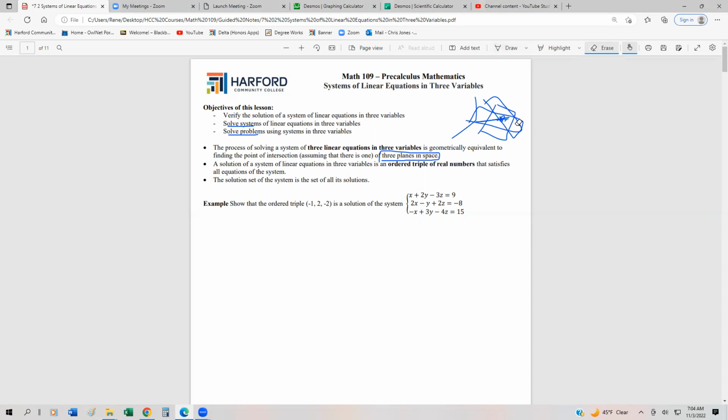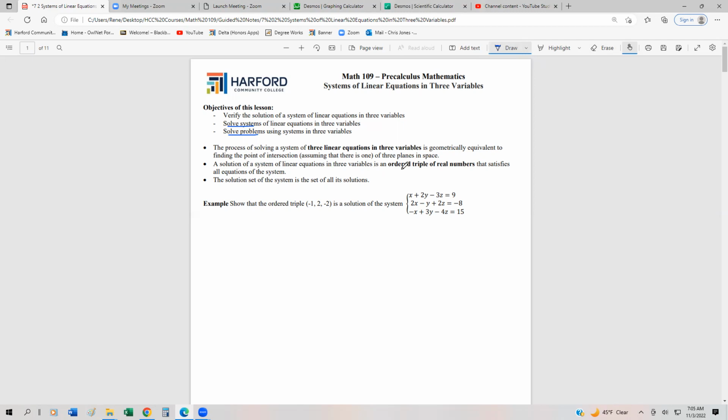It's really difficult for us to visualize this, so that's why we don't have a geometric solution. We'd probably need to be in Calculus 3 to really see the three-dimensional plane system and learn the equations. So we're just going to solve these algebraically.